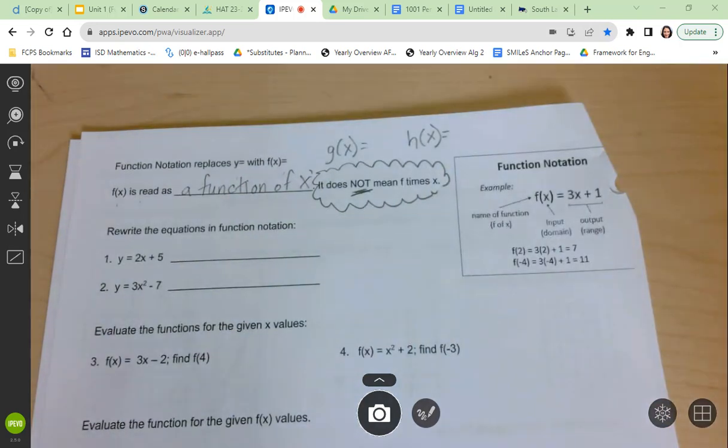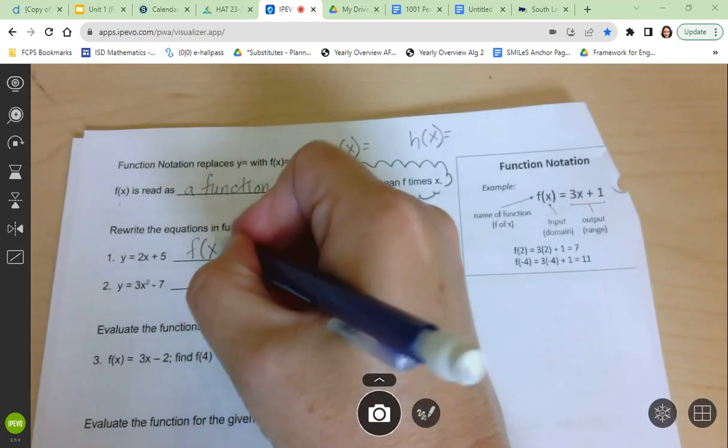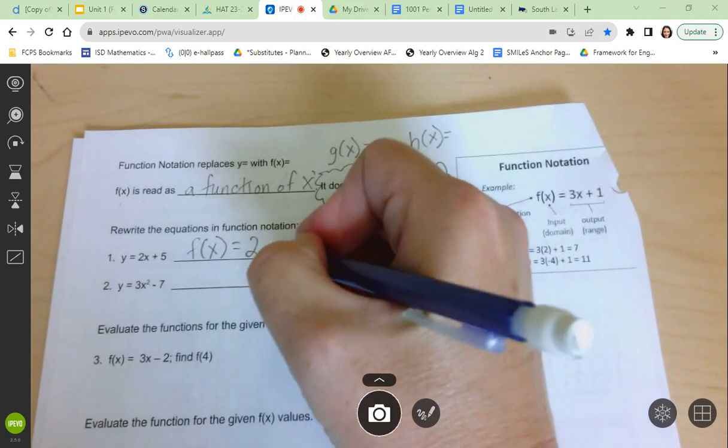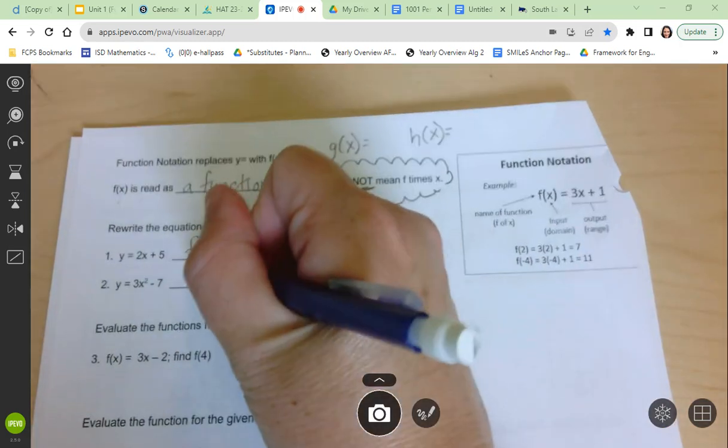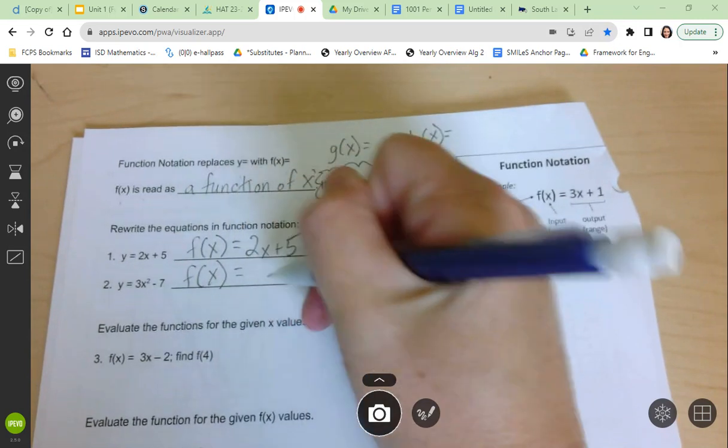Okay? To rewrite the equations in function notation, it's super easy. You take off the y and you put that f of x. Okay? So replace y with f of x. I did the first one, do the first one, and then go ahead and do the second one. All right, hopefully you got the second one okay. Instead of y, just put f of x.